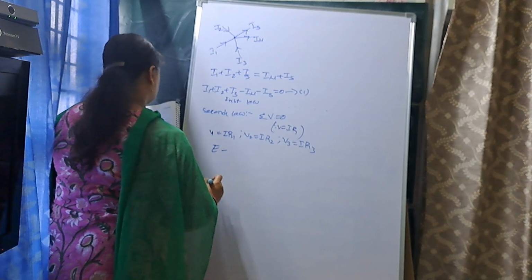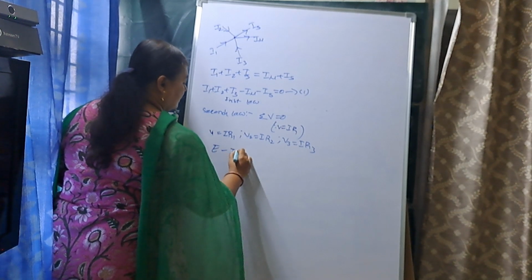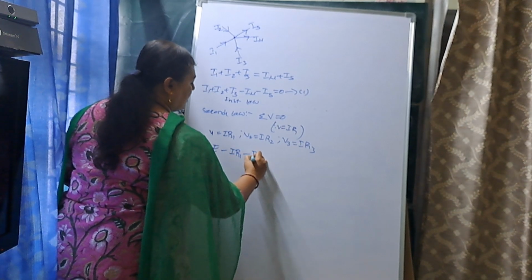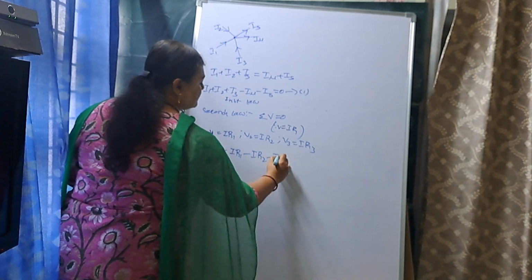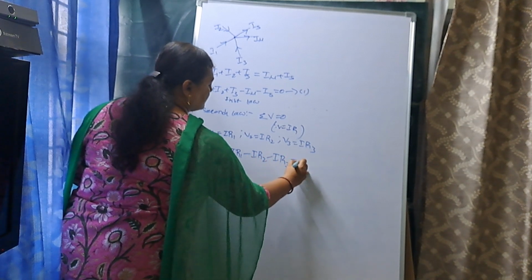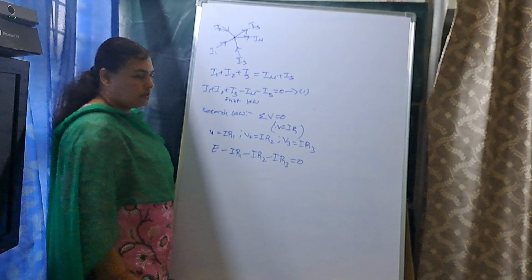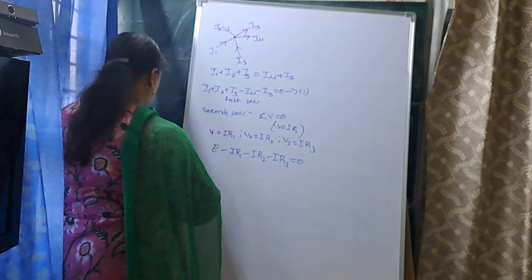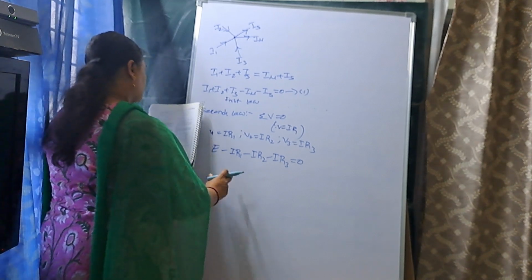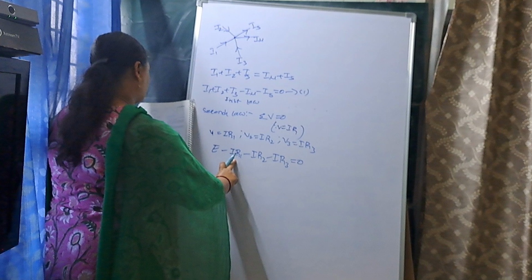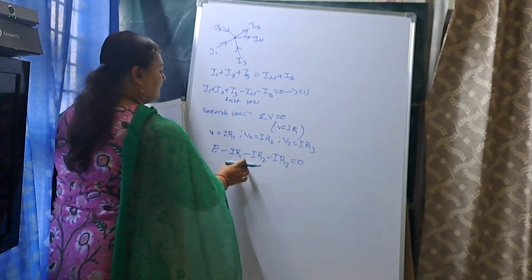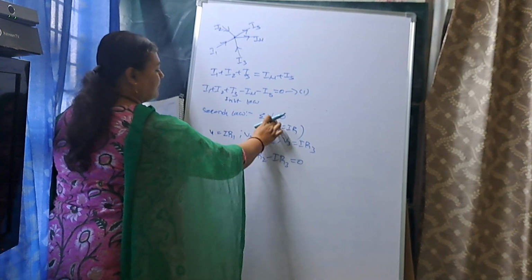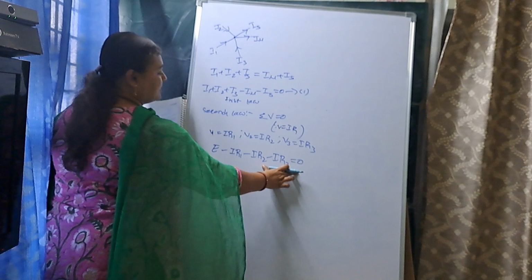E minus IR1, IR2 minus IR3 is equal to 0. Okay. So E means energy. So E minus IR1, IR2, IR3. IR1 means V, sigma V. So this is an algebraic sum.